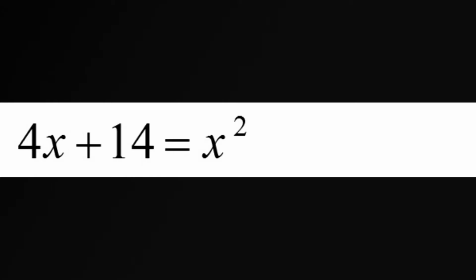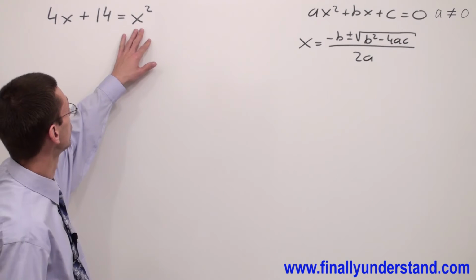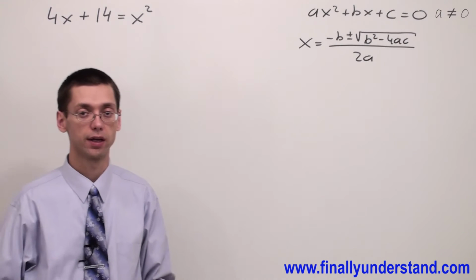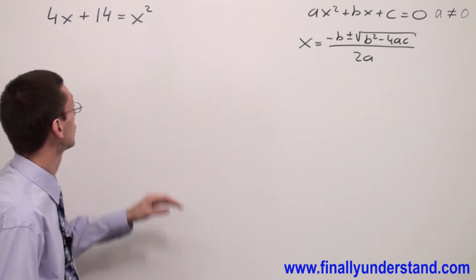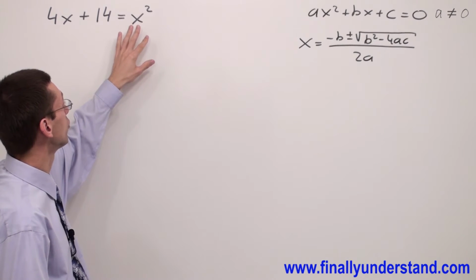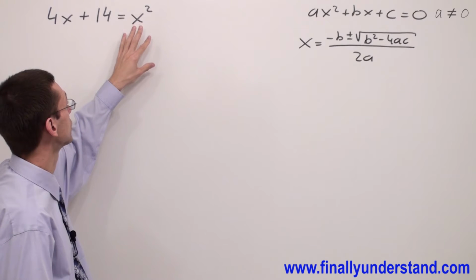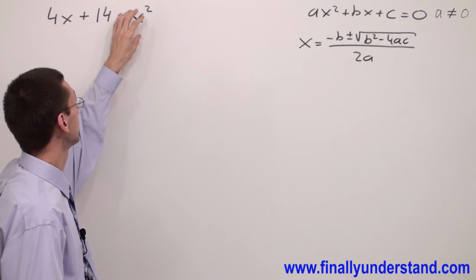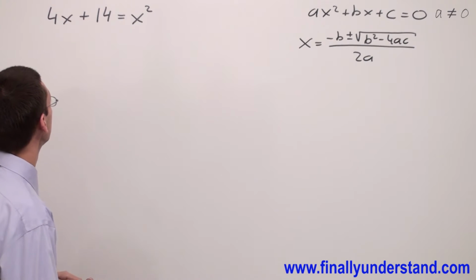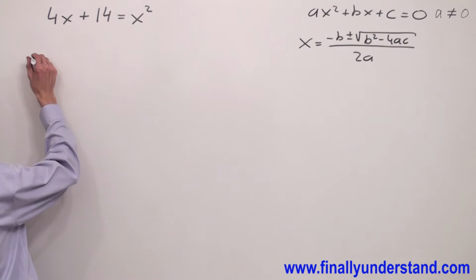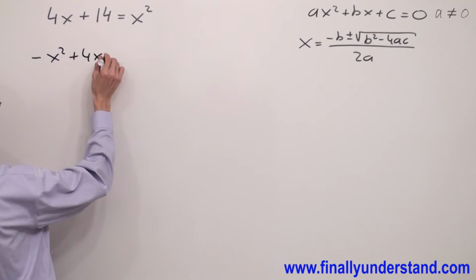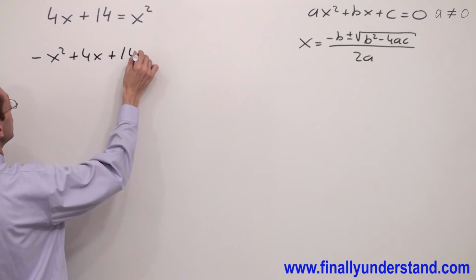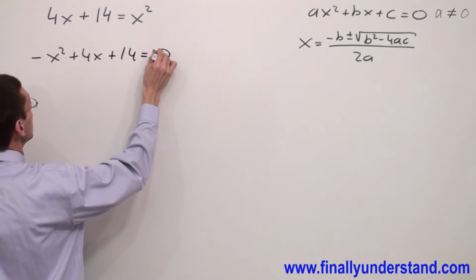Let's take a look at this example. This time we have the second degree coefficient on the right side of my equal sign. Because this second degree coefficient is by itself on the right side, I'm going to take it and move it to the left side. Okay, so I'm going to have negative x squared plus 4x plus 14 is equal to 0.